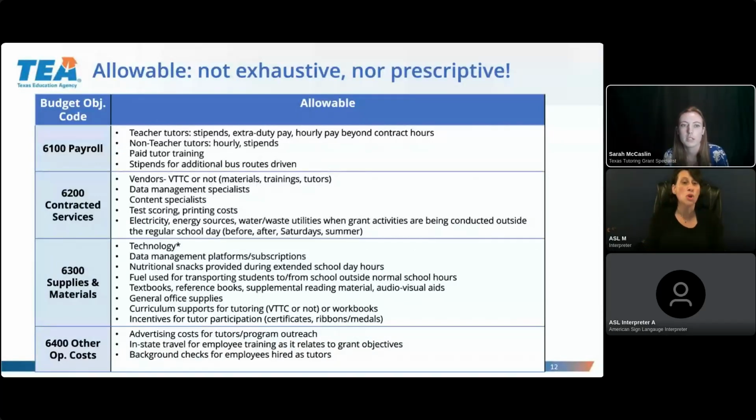So these are broken down by budget object code. And so when we're looking at 6100 payroll, what are some ways that we can use our grant funds in this world of paying personnel? So if you've got teacher tutors, consider things like stipends, extra duty pay, hourly pay for tutoring that's beyond their normal contract hours. We don't want to double dip.